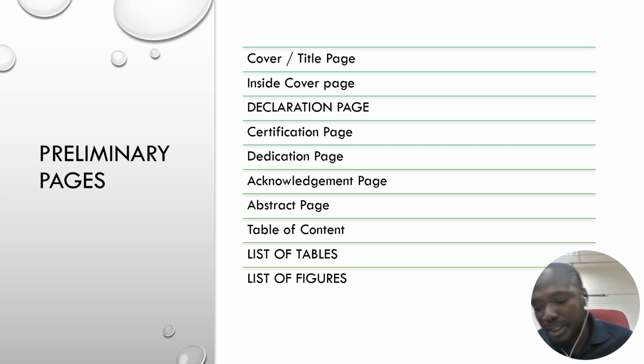So in the acknowledgement page, you acknowledge maybe your parents, your supervisor, the head of department, the center director, the center staff, your colleagues, your children, your spouse, anybody that you think has played a role in your study. You now acknowledge that person. Then we now move to the abstract.